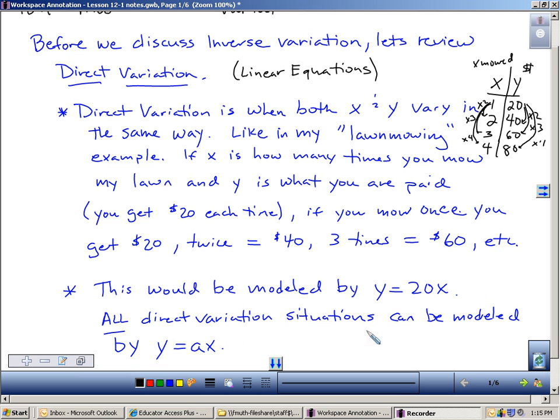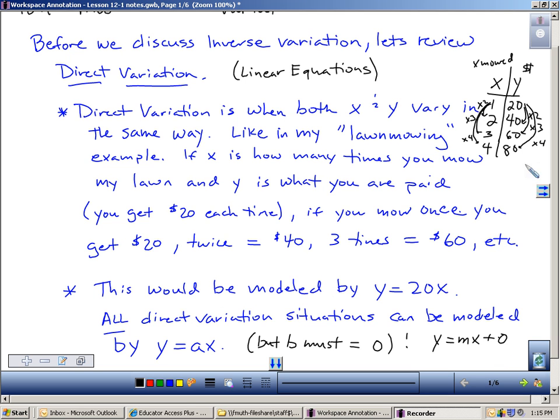All direct variation situations can be modeled by y equals a times x. This looks like slope-intercept form, but you notice b must be 0. So direct variation would be slope-intercept form, but b must equal 0. In other words, when I write slope-intercept form, this b value must be 0 for a direct variation situation.